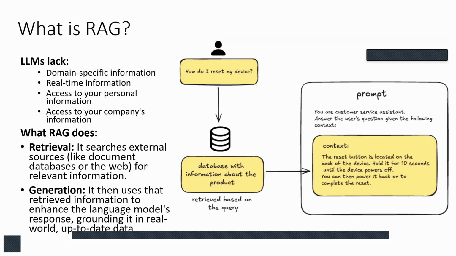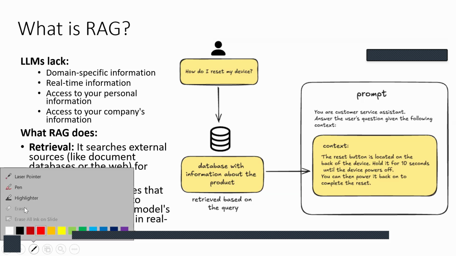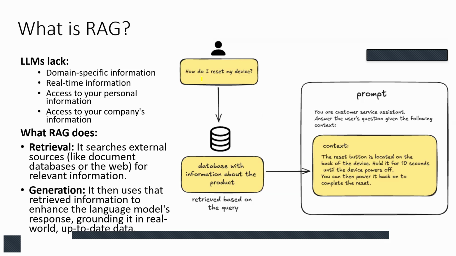So in order to get rid of all these problems, there is a concept called RAG, retrieval augmented generation. What that means is that we create our own knowledge base. If you can see on the right hand side, let me take the highlighter. For example, the question is: how do I reset my device? This is the question, and this is the database with information about the product.